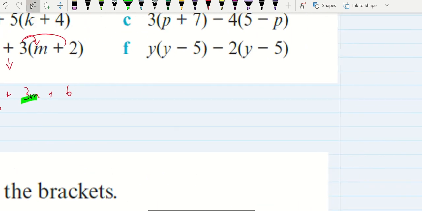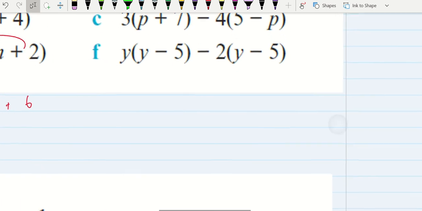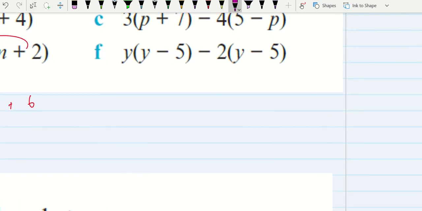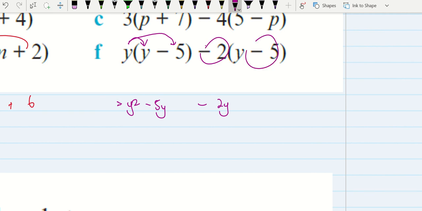I will do this one just because it's painful because of the negatives. So let's have a look at this one. We've got y times y equals y squared. Now we've got to take 5y, carry that, take down 2y. Now we've got a negative 2 multiplied by negative 5. So a negative 2 times a negative 5, well, that's got to be a positive 10.